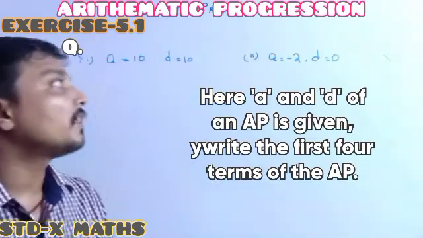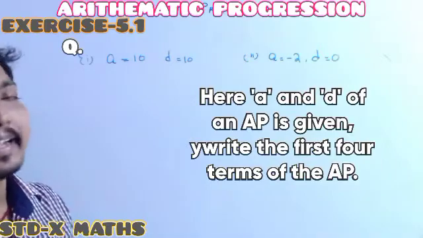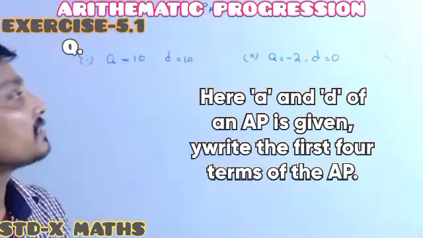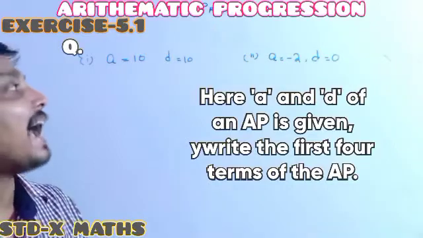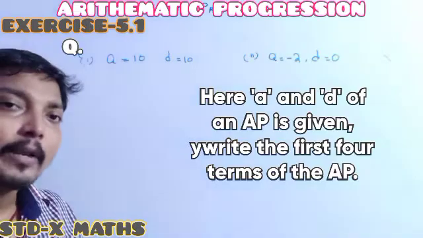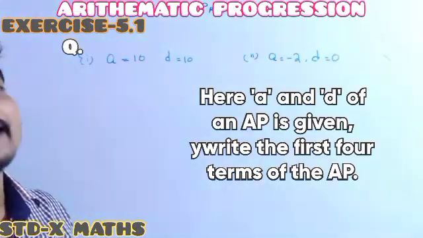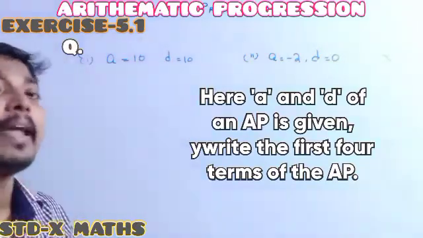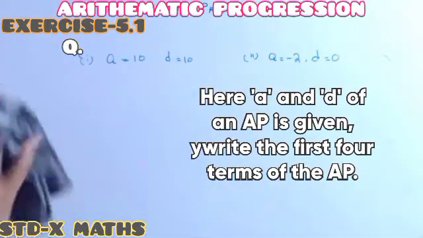See here, I have considered two questions, and for these two questions, A, the first term, is given, and the common difference is also given. It is asked that you have to form one AP by taking 4 terms. You just have to write down the 4 terms of the AP by taking A as 10 and D also as 10.